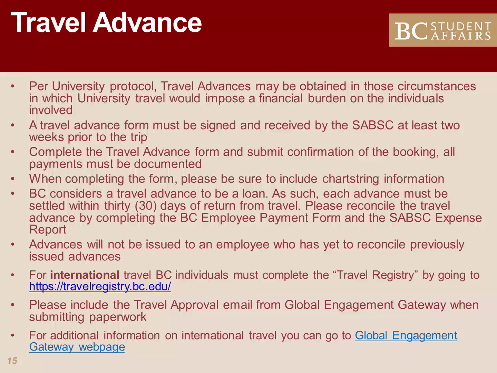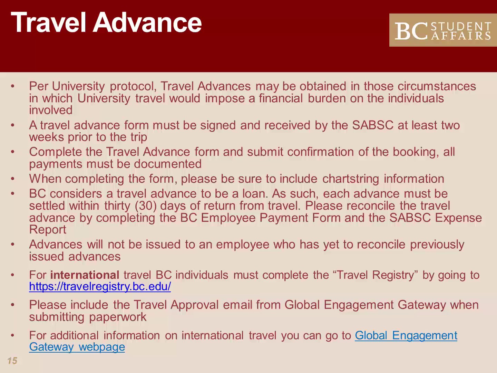As per university protocol, a request for a travel advance can be submitted in circumstances in which university travel imposes a financial burden on individuals involved. The travel advance form, which can be found on the SABSC website, must be signed and received by the SABSC at least 2 weeks prior to the trip. The travel advance form must be completed accurately with the correct chart string information. Afterwards, confirmation of the booking must be submitted and all payments must be documented.